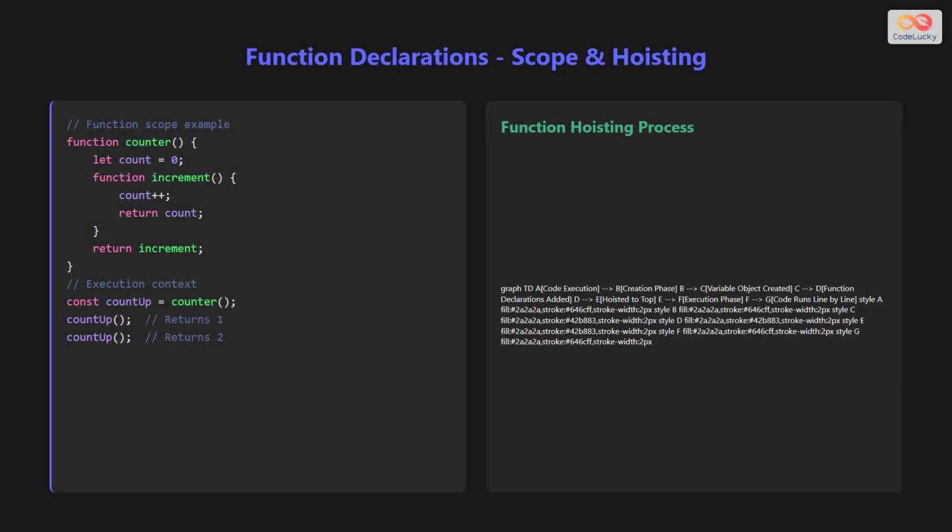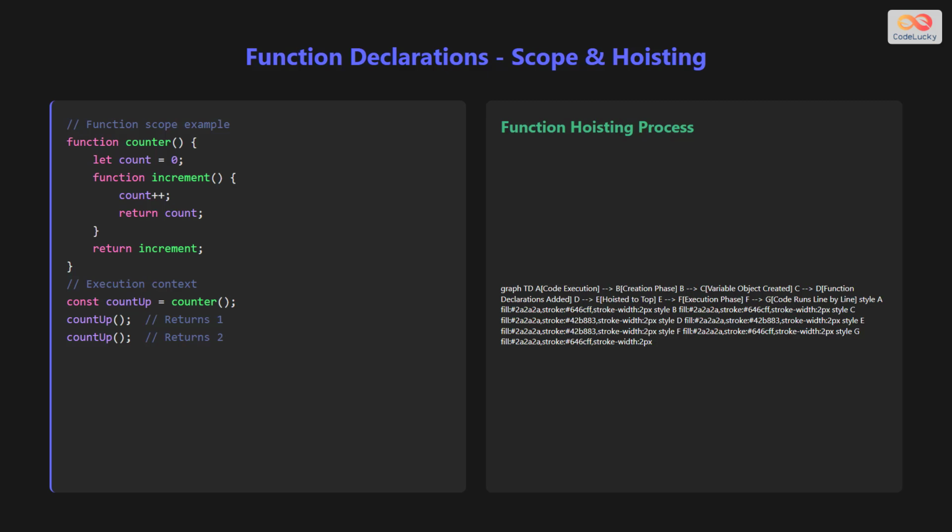Let's explore the concepts of scope and hoisting with function declarations. In this example, a function called counter is defined. Inside the function, a variable named count is initialized to 0. Also, a nested function called increment is defined. The increment function increases the count variable by 1 and returns the incremented value.